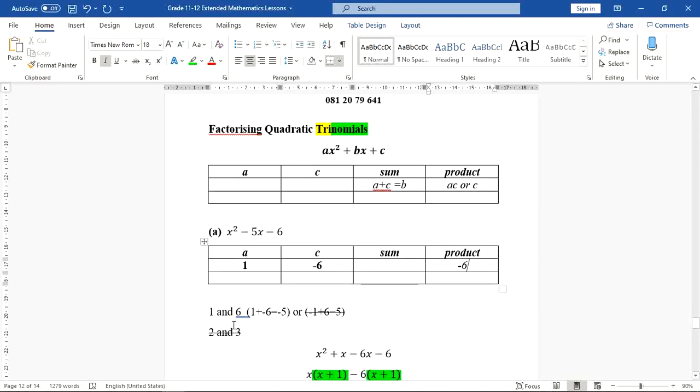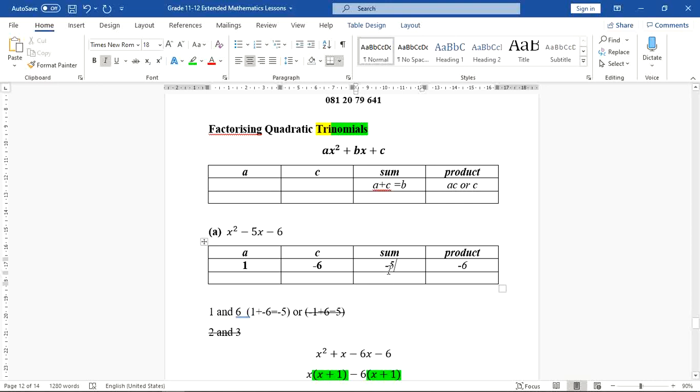And 6 has 2 pairs of factors. I have 1 and 6, because 1 times 6 is 6, and then it has 2 and 3. Now, if I add those 2 factors, they should be able to give me negative 5. Now, looking at my factors 1 and 6, if I add them up, they'll give me 7. If I add up 2 and 3, they'll give me positive 5. But I'm looking for negative 5.